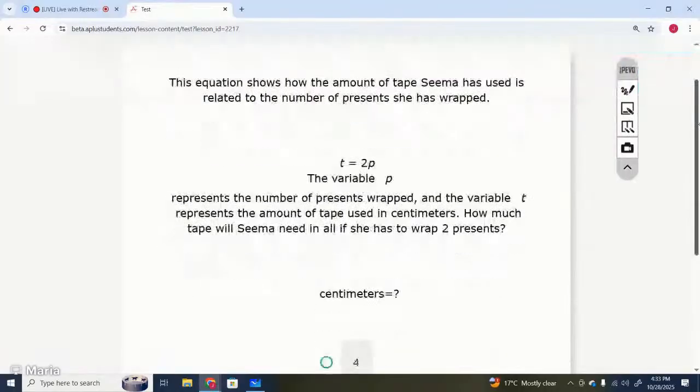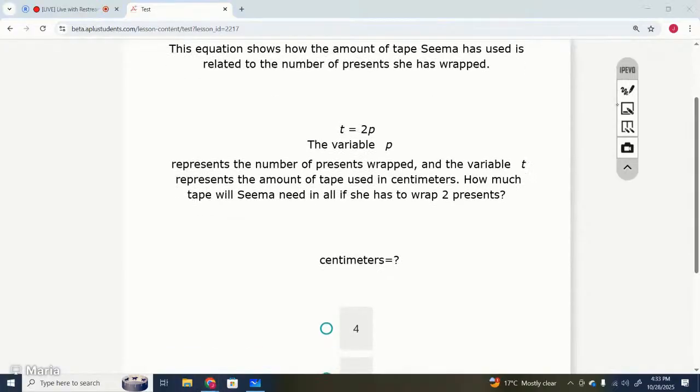This equation shows how the amount of tape Seema has used is related to the number of presents she has wrapped. T equals 2p. The variable p represents the number of presents wrapped and the variable t represents the amount of tape used in centimeters. How much tape will Seema need in all if she has to wrap two presents?